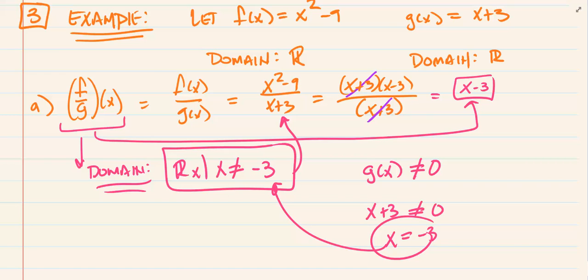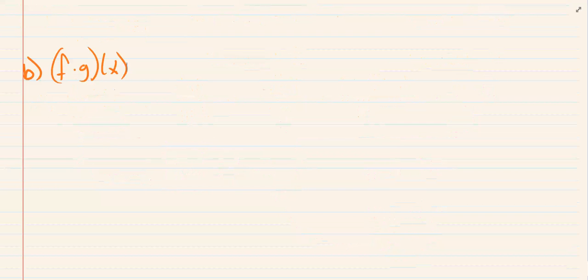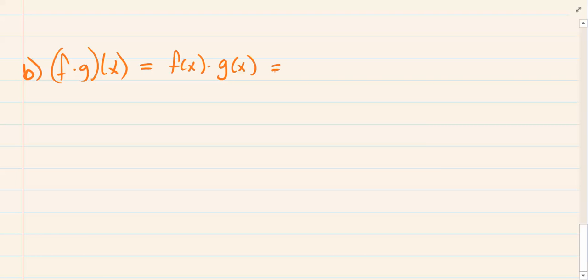Okay, let's do f times g of x. What does that mean? That literally means f of x times g of x, right? That's our definition. That's our operation for our function. f of x is, what was f of x again? It was x squared minus 9, thanks. Okay, g of x was what? x plus 3, okay?